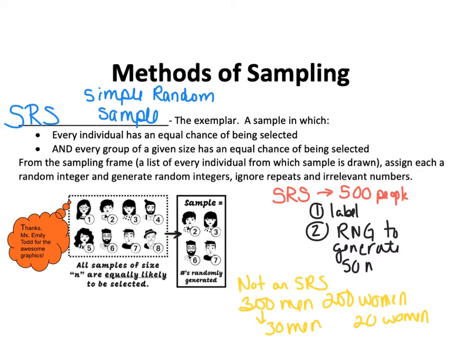This is not an SRS though, because every group of people that you could possibly create does not have an equal chance of being selected. Easiest way of saying this, it's impossible if I choose to do it this second way to get a group of all 50 men. Maybe I don't really want that to happen, but that's not an SRS because it doesn't have the chance of happening, right? So every possible group of size N must have that equal chance of being selected.